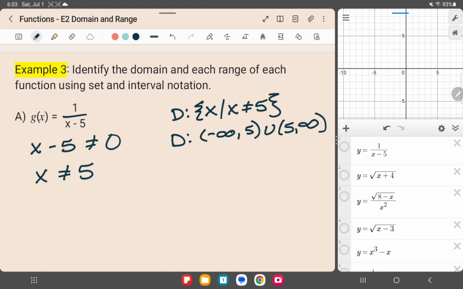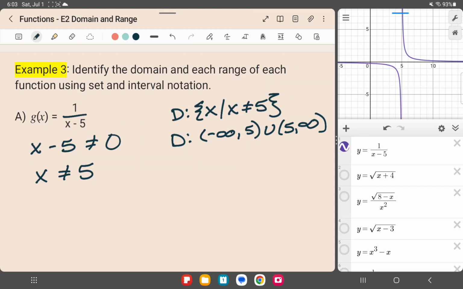To figure out the range, I need to look at a graph. So if I plot y equals 1 over x minus 5, I get this picture. We can see from the graph that plugging in everything except for 5 is going to result in y values of everything except for 0. So there's a vertical asymptote at x equals 5, which is where the domain is undefined, and a horizontal asymptote at y equals 0. This means that y can be anything but 0.